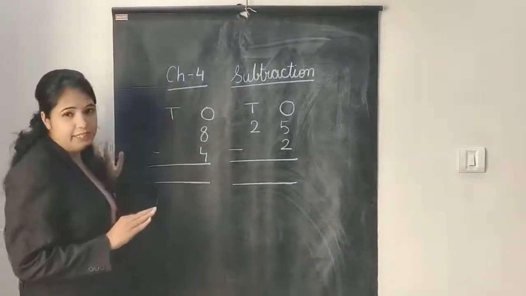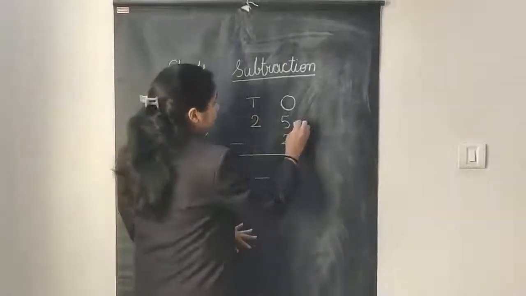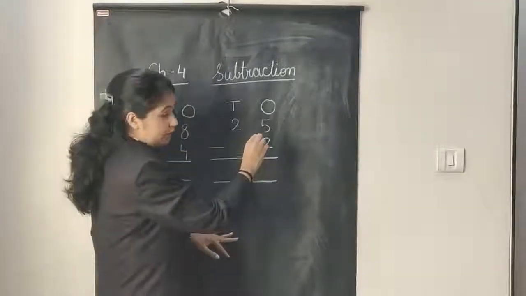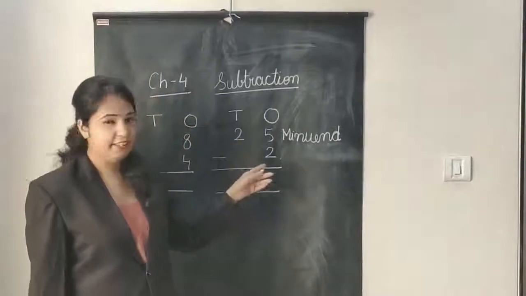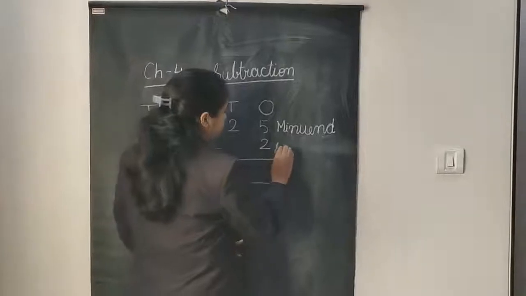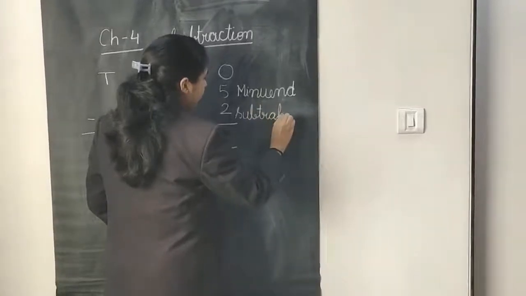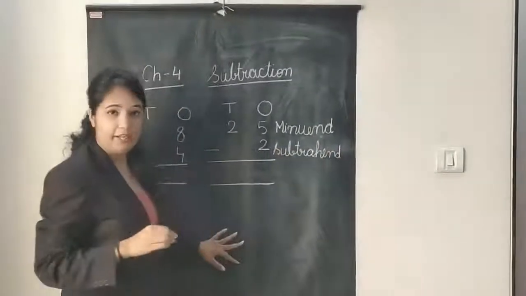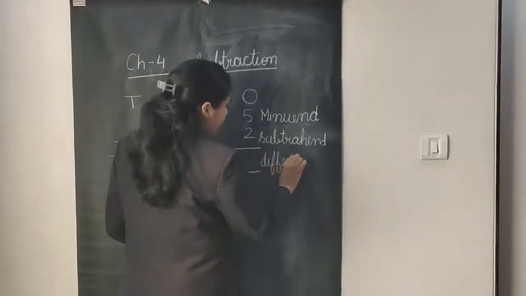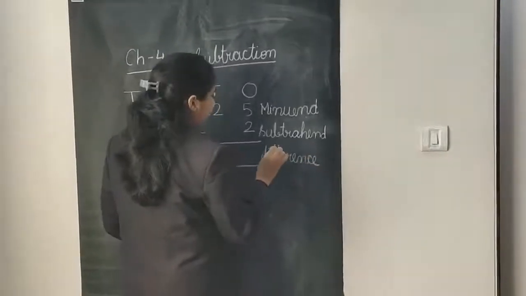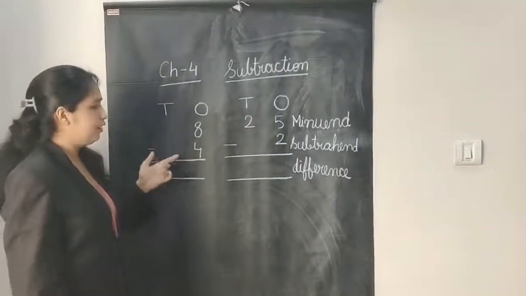Now, before starting the sum, let me introduce what it is called. The number which we write at the first is called minuend, and the number which we write at the second is called subtrahend. S-U-B-T-R-A-H-E-N-D. And the answer we find is called difference. D-I-F-F-E-R-E-N-C-E, right? So these are the sums without regrouping, with single digit and two digit.